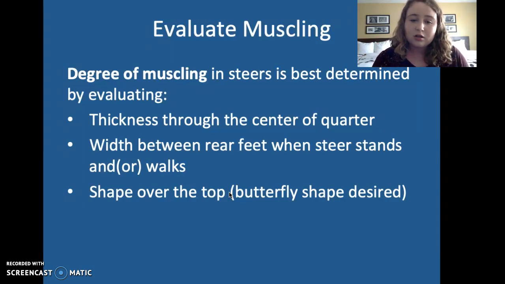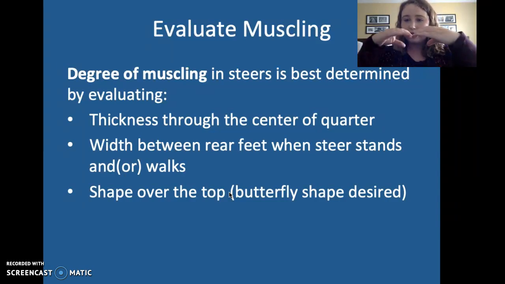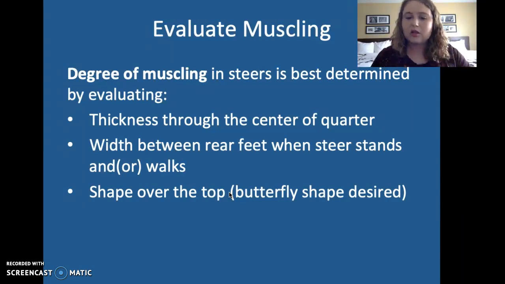And then the last one here is shape over the top. So you want a butterfly shape. When we talk about that, we want a little indentation down the top. And that means that they are heavy muscled.